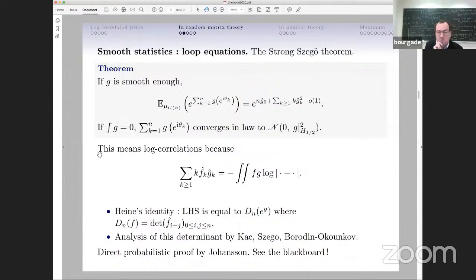I want to mention that this really is a statement about logarithmic correlations. Why so? It's an exercise to show that the H^{1/2} norm, or here the dot product associated, is nothing but the integral of the product of the functions with respect to this log kernel. Okay, it's an exercise. I encourage you to try.